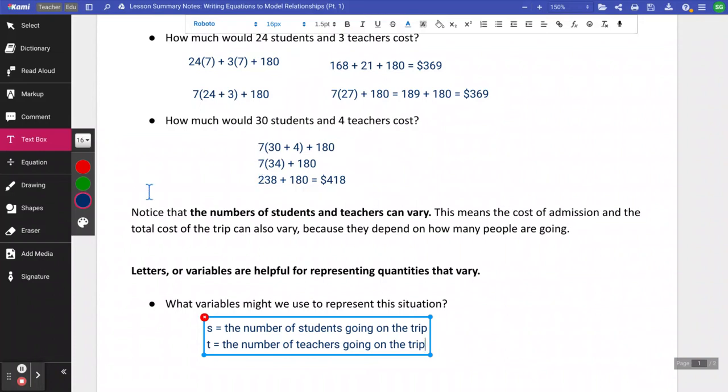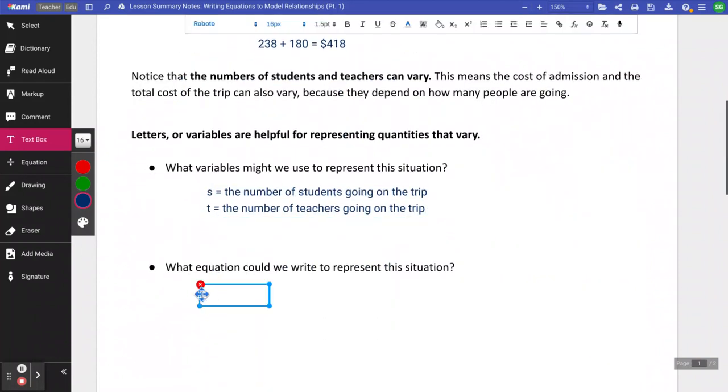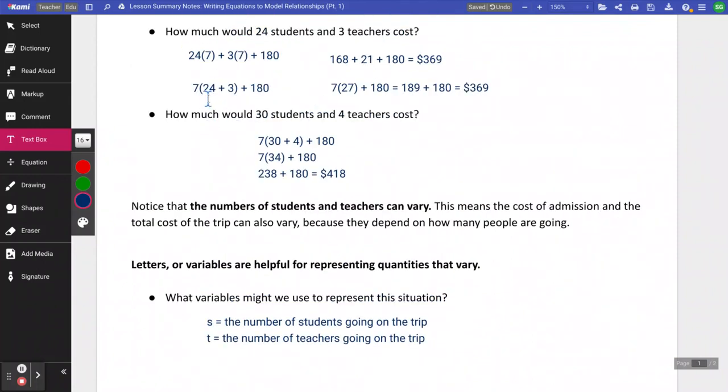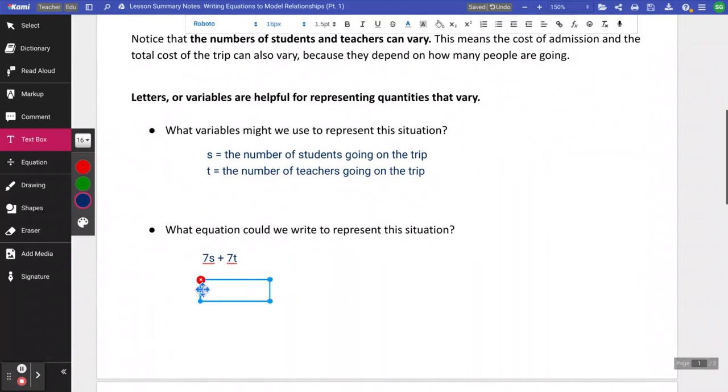Notice both times what I needed to do was I needed to multiply that 7 by the number of students and the number of teachers. We might write that as 2 separate calculations, 7 times the number of students plus 7 times the number of teachers. Or we could write that calculation using those parentheses we had mentioned earlier, where we were finding the total number of people going. So I could write it like this, or I could say 7 times the total number of people, and the total number of people would be the number of students plus the number of teachers. So either of these would be a good start.